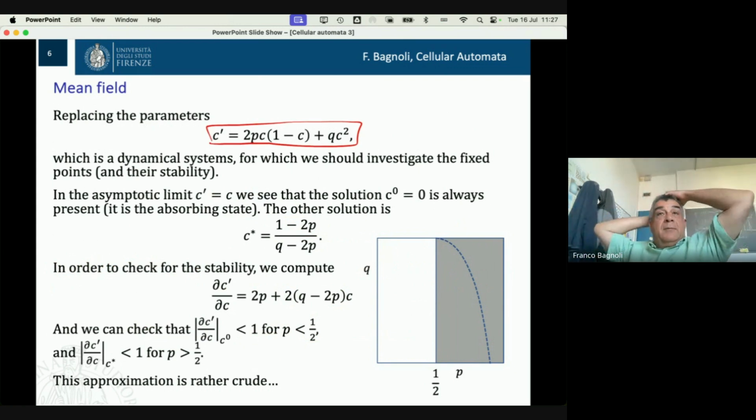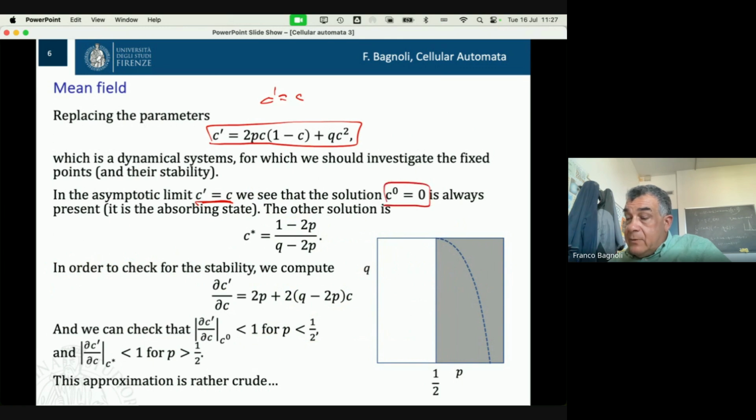No more probabilities and no more random numbers. And so we would like to find the fixed point of this equation. You can see quickly that there is, in the limit, C prime equal to C. So you see that one solution is C equal to 0, so that we can now simplify the system, and the other solution is C star equal to (1 minus 2p) divided by (q minus 2p).